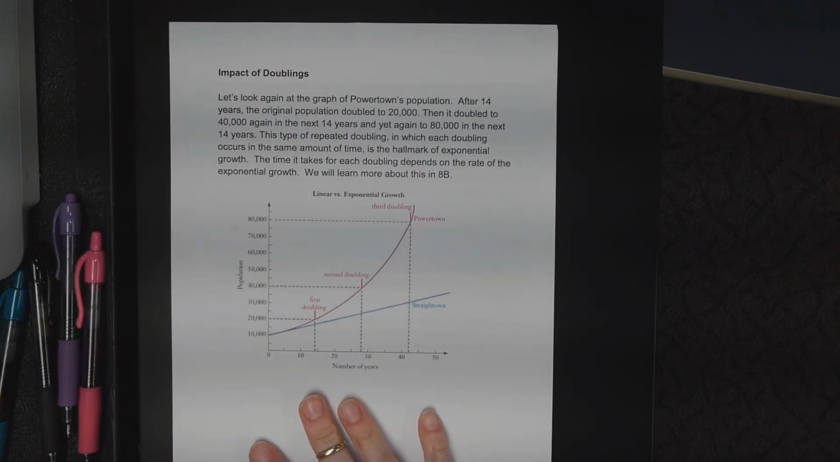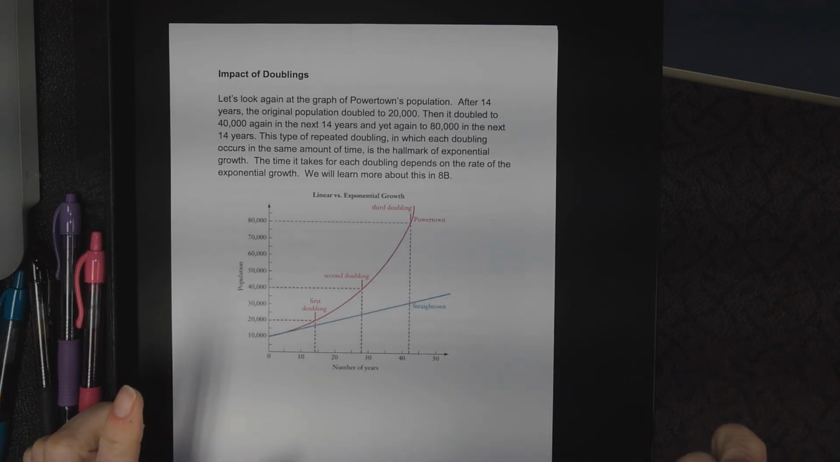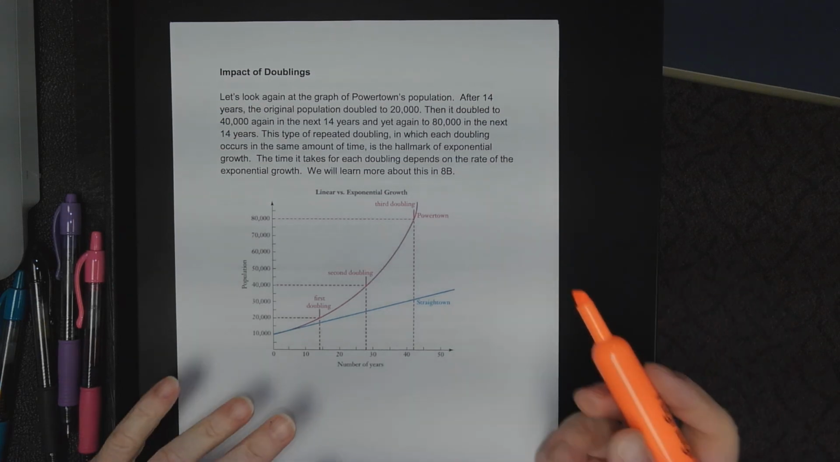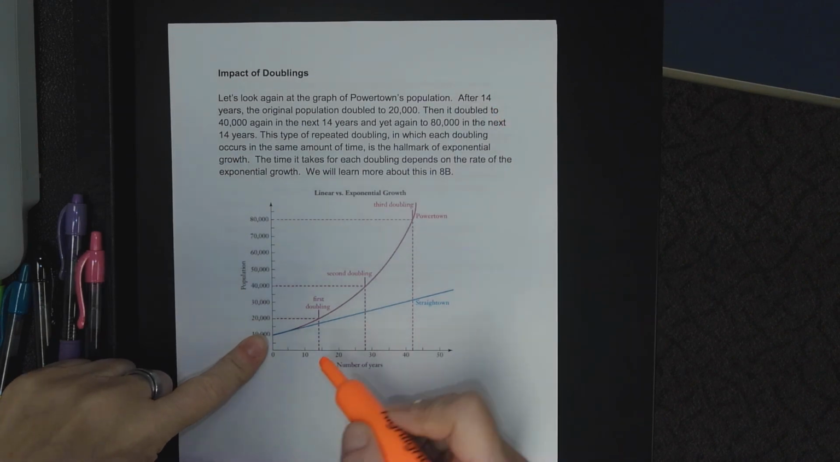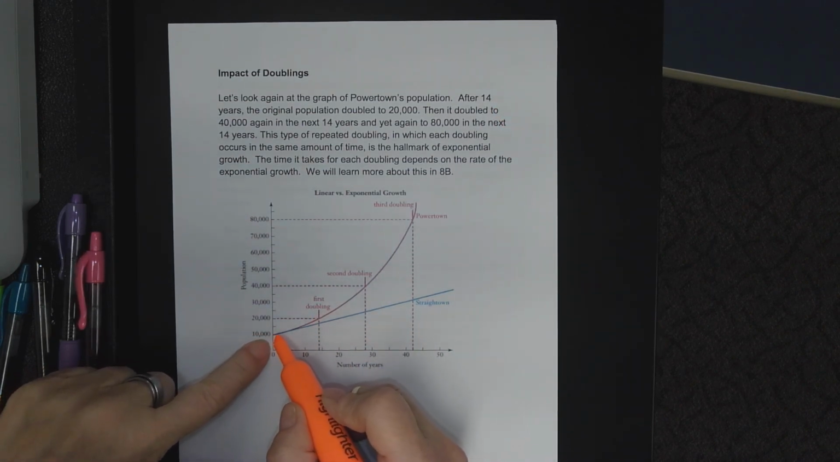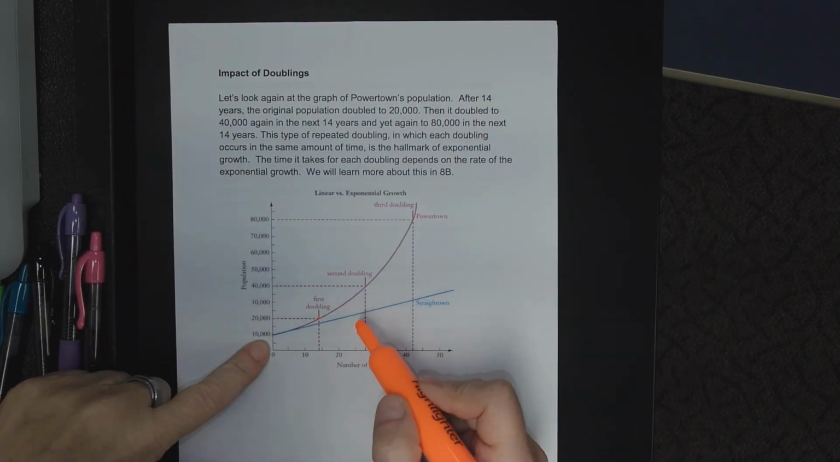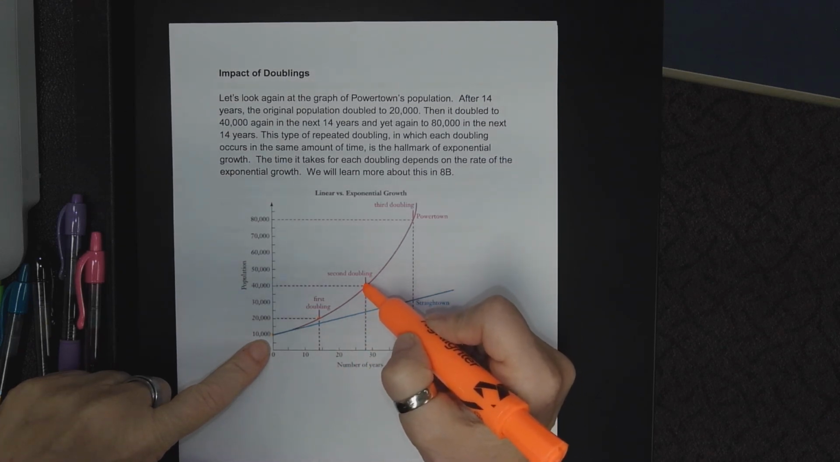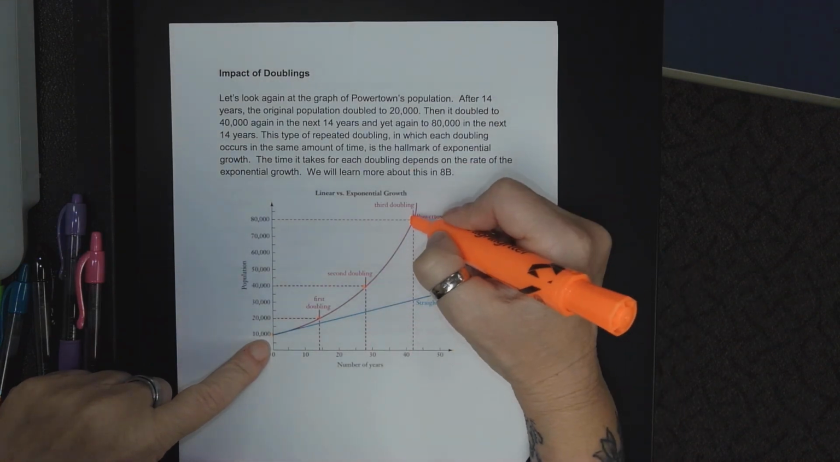Let's look at the impact of doublings. So let's look again at the graph of Powertown's population. After 14 years, the original population doubled to 20,000. Powertown. Wish I lived in Powertown. So after 14 years, we can see that it doubled from 10,000 to 20,000, right? Then from 14 to 28, it doubled again to 40,000. And then here, it doubled again.